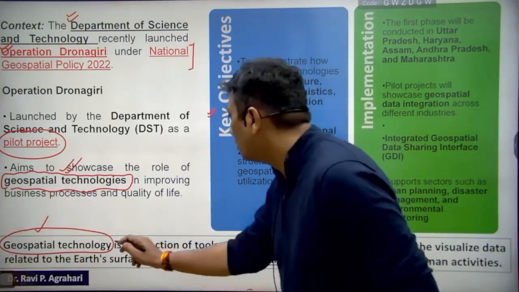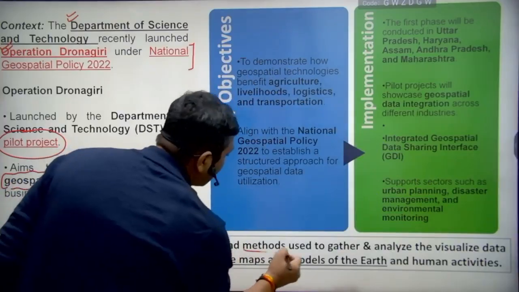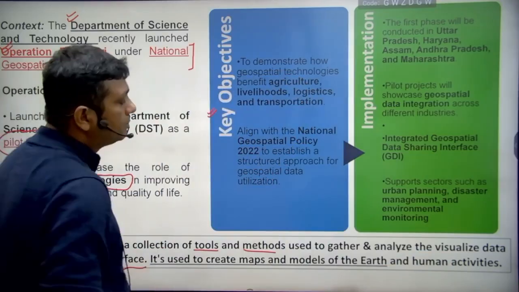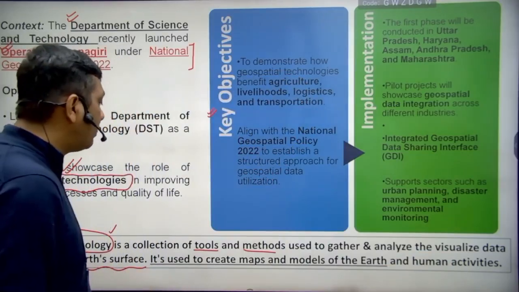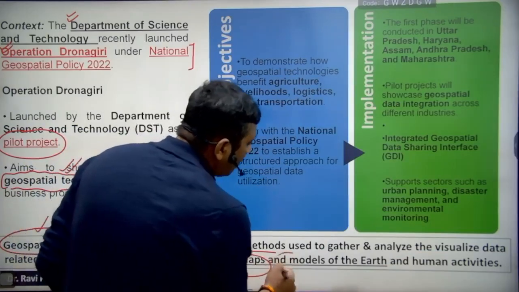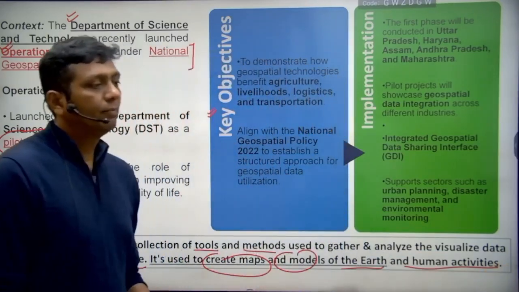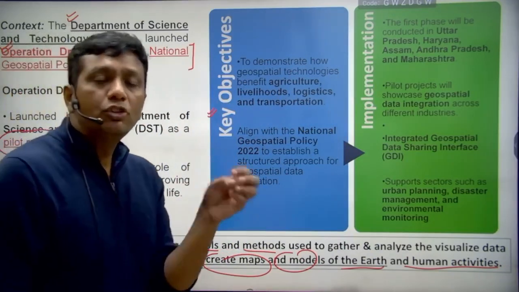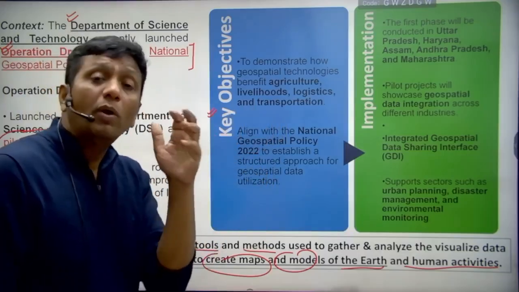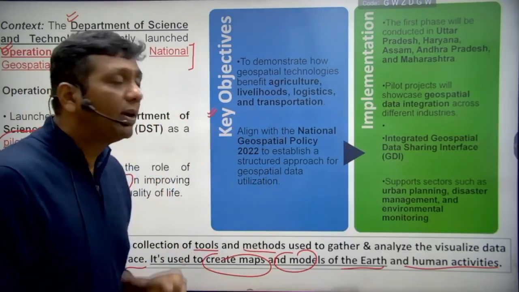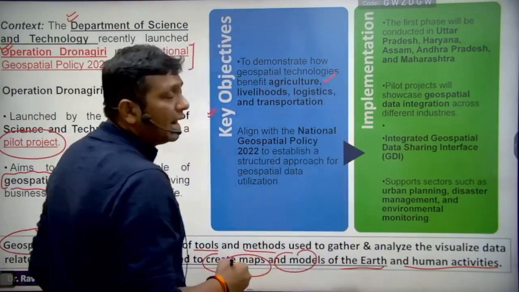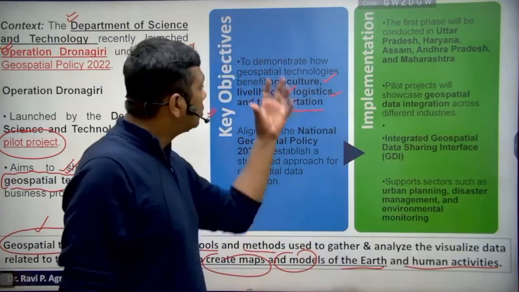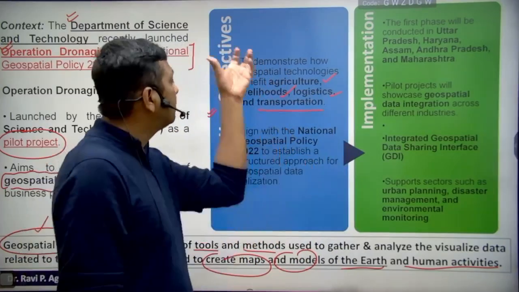So geospatial technology is what? It is a collection of tools and methods to gather, analyze or visualize data related to the Earth's surface. In such a way, what is the benefit, guys? We will create the mapping and models of the Earth and human activities. What about the objectives? The objective of geospatial technology is to provide benefit in various sectors. What are the sectors where geospatial technology will provide the benefit? The answer is agriculture, livelihood, and the logistics and transportation sector. So these kinds of sectors will get the benefit because of geospatial technology.